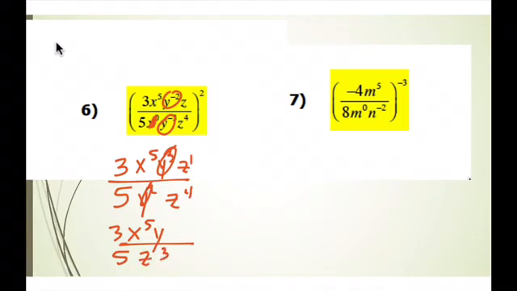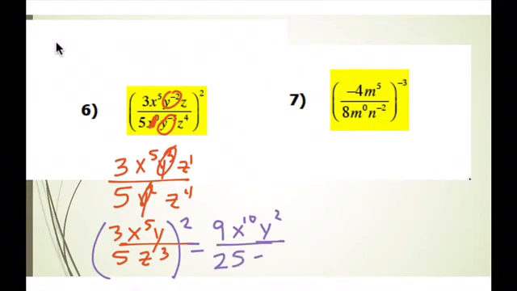Now I'm going to take that and I'm going to square it, which means everything in there gets squared. 3 gets squared, x to the 5th gets squared, y is squared, 5 is squared, z to the 3rd is squared, and that's your answer. So you have to remember that every single little piece in there is going to get squared.